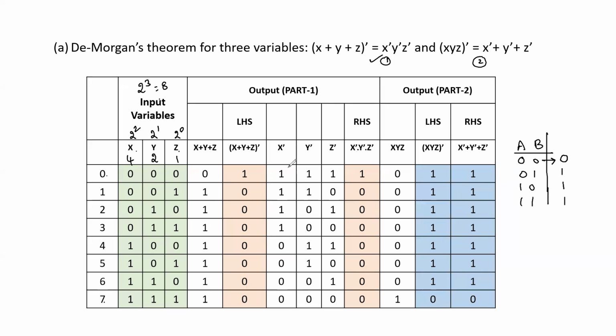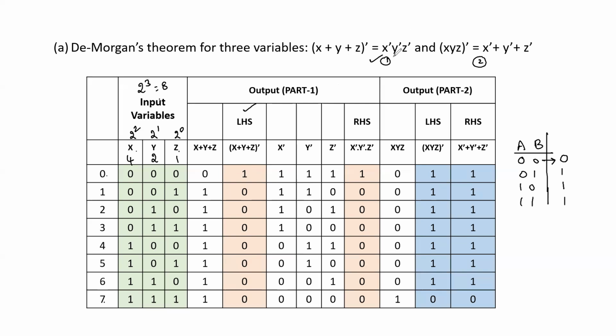Based on this truth table, we should write the x + y + z. There are 3 inputs we are taking. Therefore, when the 3 inputs are 0, the output is 0. Otherwise, the output should be 1. Next, (x + y + z)' means the complement of x + y + z. That is just inverse. For 0, it should be 1. For the remaining, all ones become zeros. Okay, this is the LHS part.